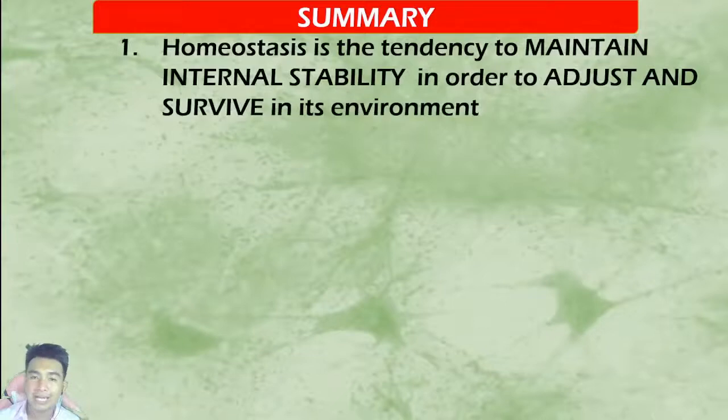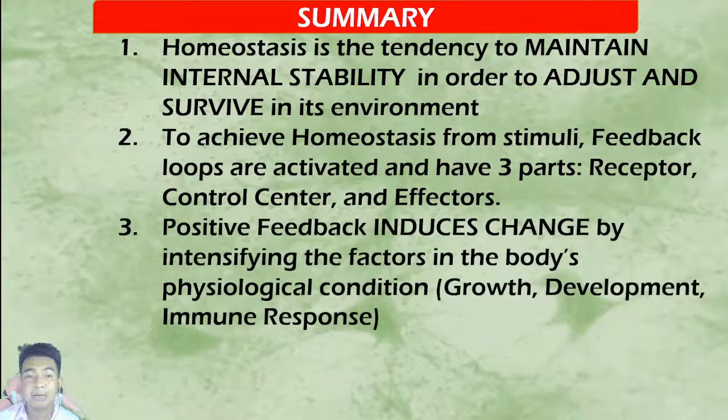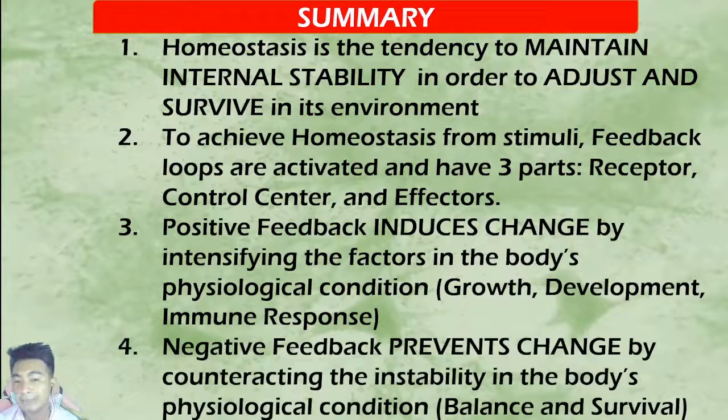So let us summarize our lesson for today. Homeostasis is the tendency to maintain internal stability in order to adjust and survive in its environment. To achieve homeostasis from stimuli, there are two feedback loops activated that have three parts: the receptor, control center, and effectors. One example of feedback loop, positive feedback, induces change by intensifying the factors in the body's physiological condition. Negative feedback is the counterpart, which prevents change by counteracting the instability in our body's physiological condition.